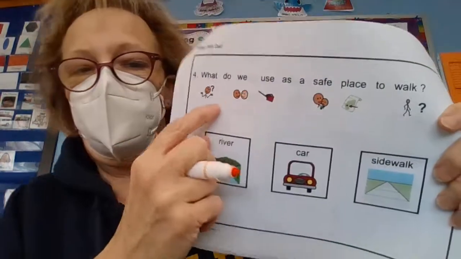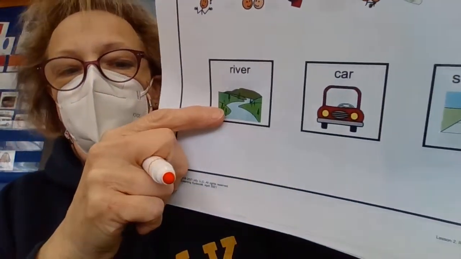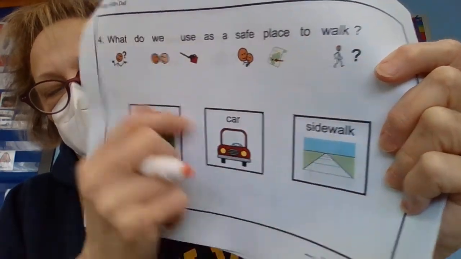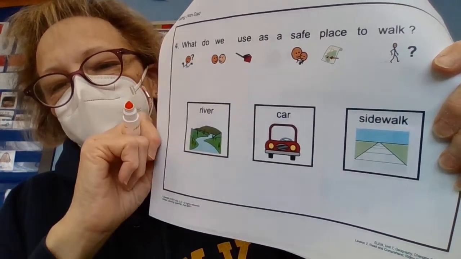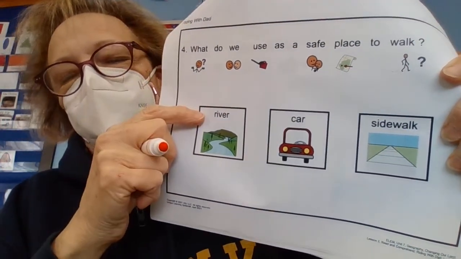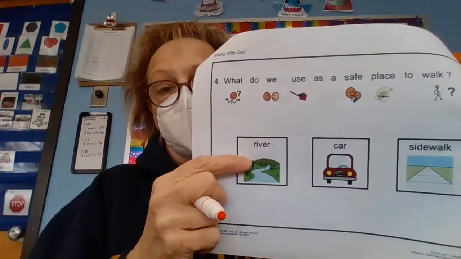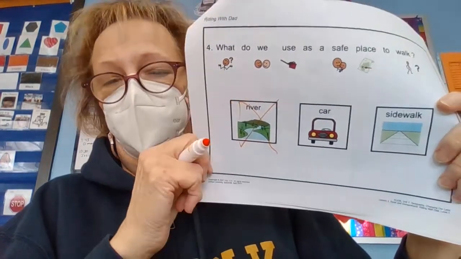What do we use as a safe place to walk? Do we use a river to walk in? Do we use a car to walk? Or do we walk on a sidewalk so we're safe? Although if it's a very, very small river that's not moving too fast, you can walk in it, not on it. But it's not a safe place to walk. It's not like you say, oh, Mom, I'm going over to Joe's house. I'm going to take the river.